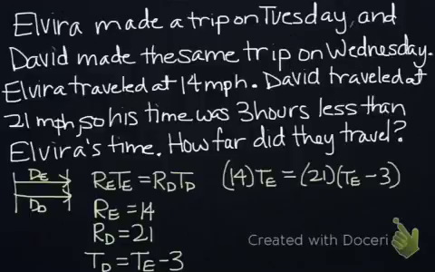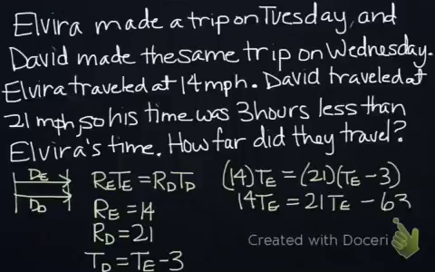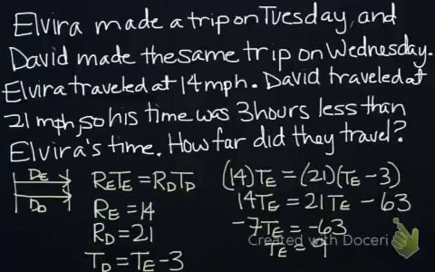So we get 14 T_E equals 21 T_E minus 63. When we subtract 21 T_E from both sides, we get negative 7 T_E equals negative 63. Divide both sides by negative 7, so T_E equals 9. We can figure out David's time by subtracting 3 from 9 to get 6. So David's time was 6 and Elvira's time was 9, but we are looking for how far they traveled.